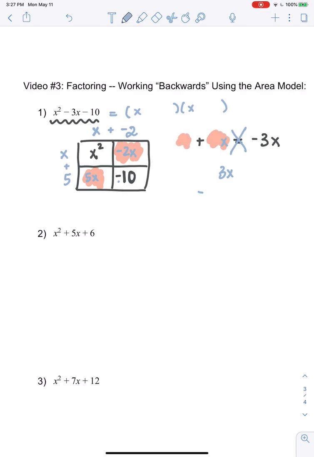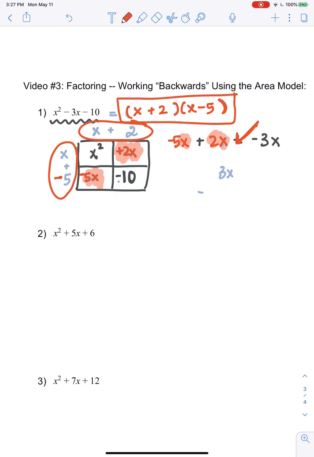trying, well then what if 2 wasn't negative, but what if 5 was negative? Then we'd have negative 5x and a positive 2x here. So we have minus 5x plus 2x. Does that equal negative 3x? Yes. So we've figured out these are our factors: x plus 2 times x minus 5. So we've worked backwards and we've got our factors.